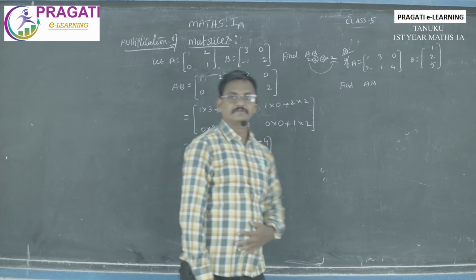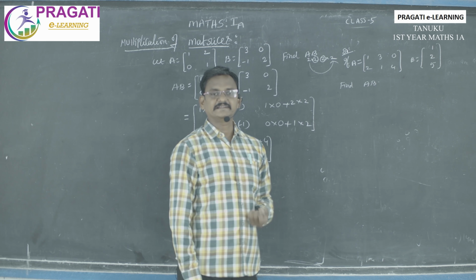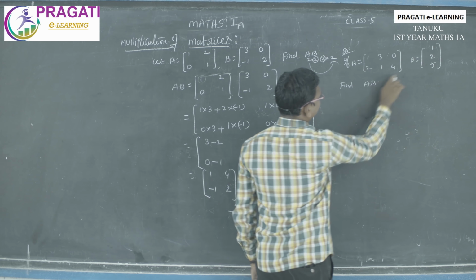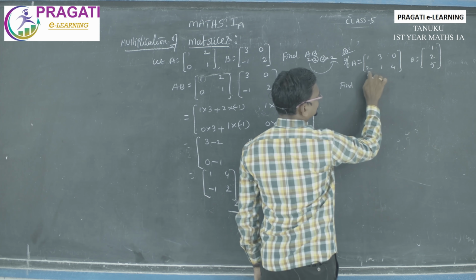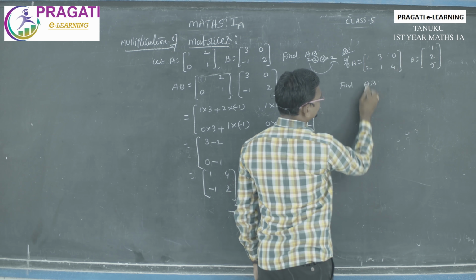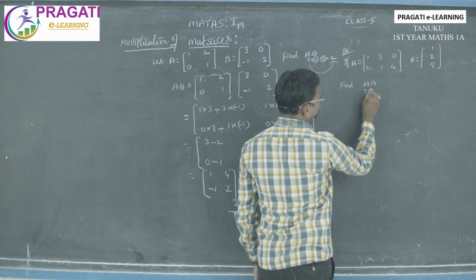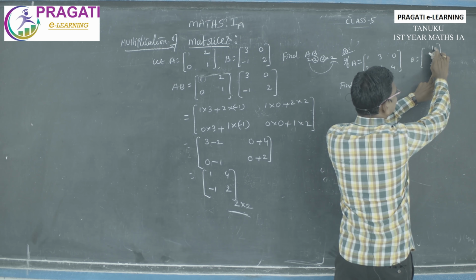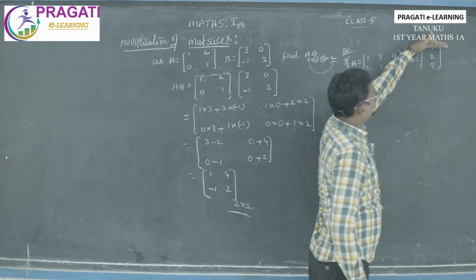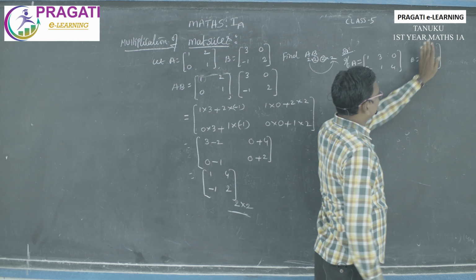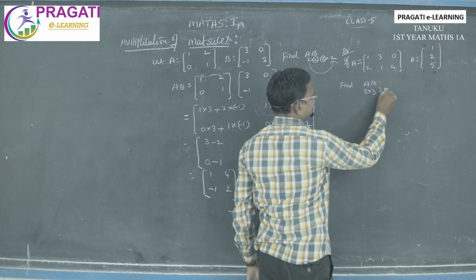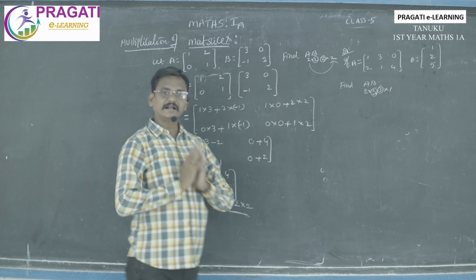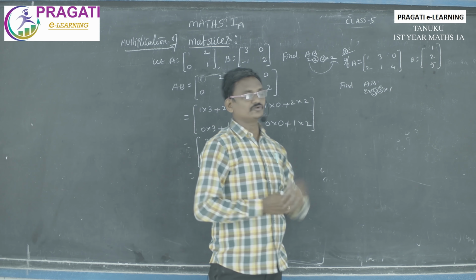I told you already, before going to the problem, first verify whether it is possible or not possible. The order of matrix A, can we write 2 by 3? First row, second row, first column, second column, third column. So this order is 2 by 3. The order of matrix B is 3 by 1: first row, second row, third row, only one column. So finally, is it possible or not? This is possible. The order of the final matrix, we can say, is 2 by 1.